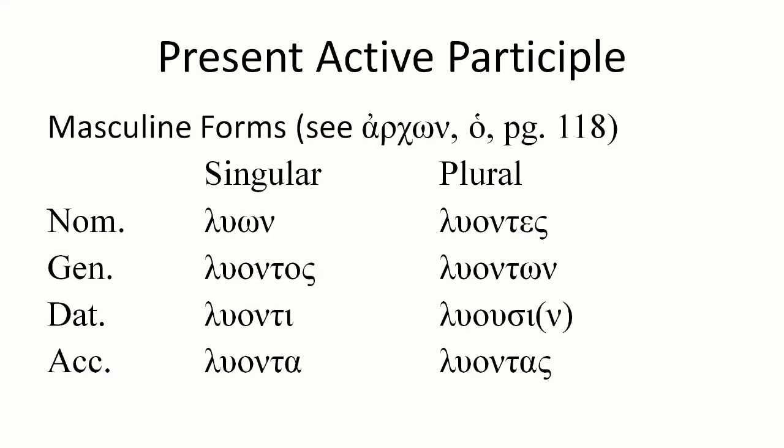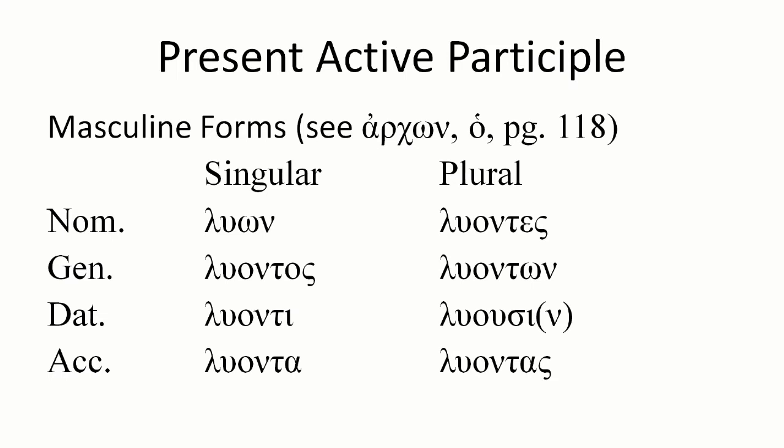Starting now, your tense is present, our voice is active, and now our mood is going to change from indicative mood to now the participle. Your masculine forms, I've put here see archon, on page 118 of your textbook. That is because with archon, the forms are pretty much identical to this. We are just changing the stem. We're putting on our familiar verb stem from luo. And here goes.